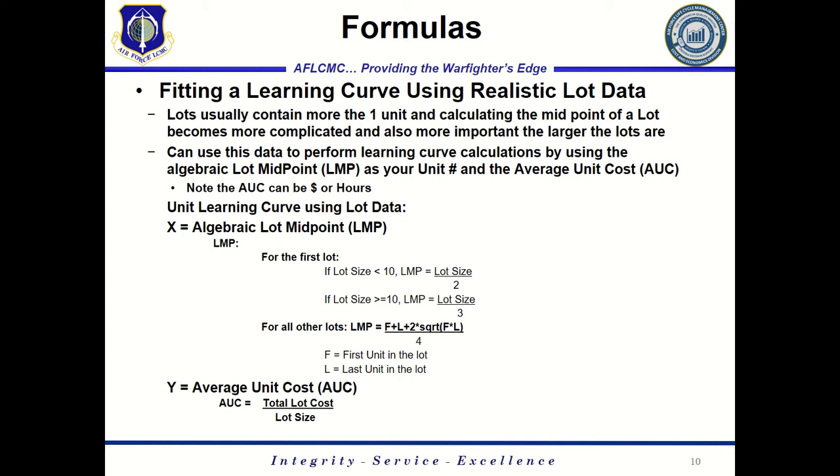So if there was a unit produced in the algebraic middle, that unit would cost that average unit cost. Now that algebraic unit may not actually be a whole unit, it may be a partial unit, and that's why we use that calculation, because of the nature of the learning across the lot as it's being built, we're not going to deal with nice round numbers.